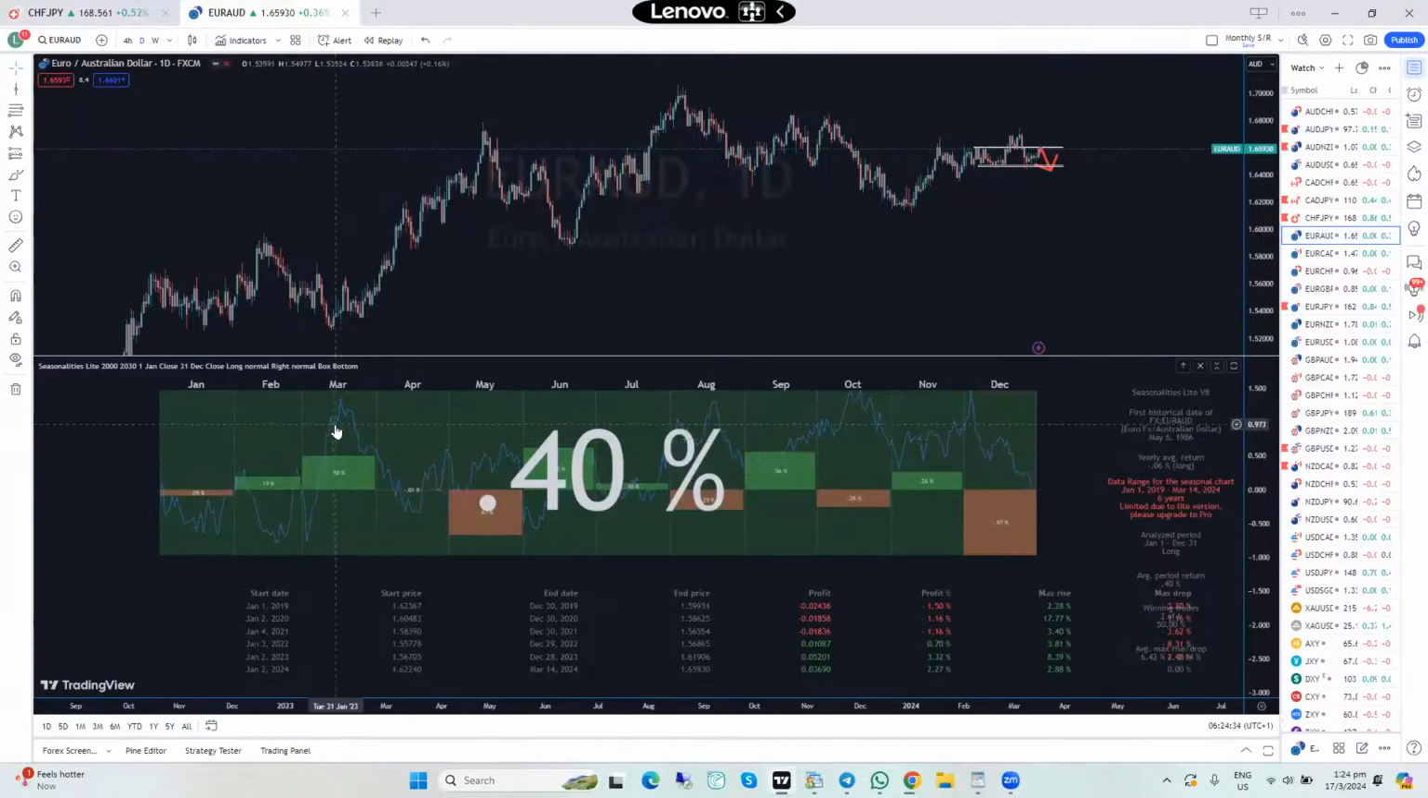Euro Aussie. Seasonally, the price is already gone. Not really interested. In fact, April and May seem to be on a pullback or a bearish trend. So overall, Euro Aussie is pretty tough to trade on daily. Just looking at the seasonals, it's pretty tough to trade on a daily, on H4.